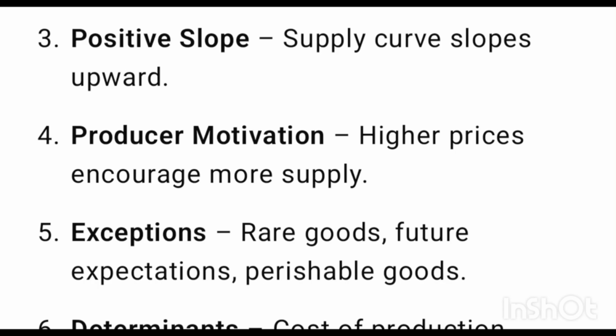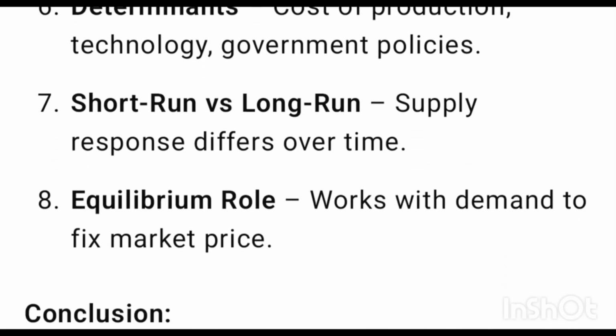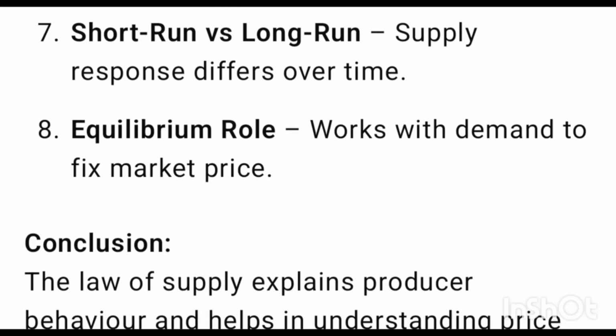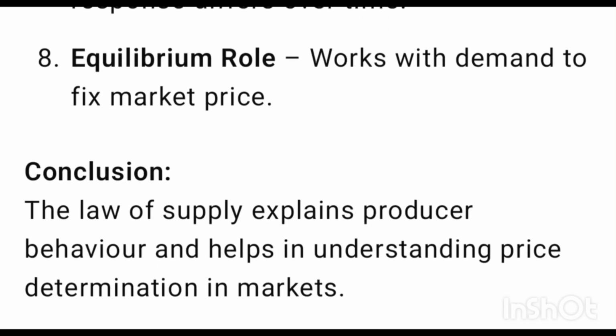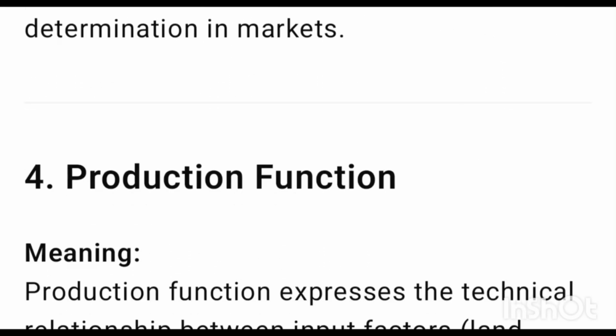5. Exceptions. Rare goods, future expectations, perishable goods. 6. Determinants. Cost of production, technology, government policies. 7. Short run versus long run. Supply response differs over time. 8. Equilibrium role. Works with demand to fix market price. Conclusion. The law of supply explains producer behavior and helps in understanding price determination in markets.